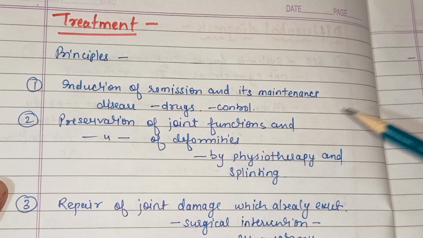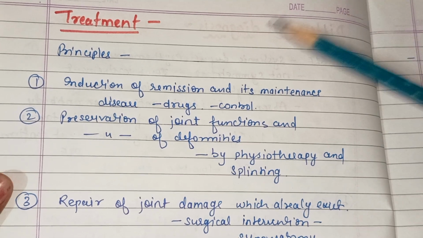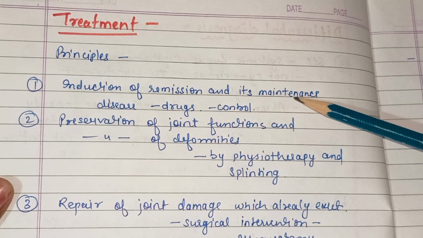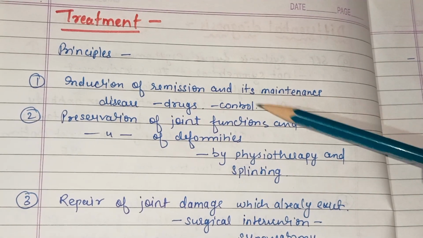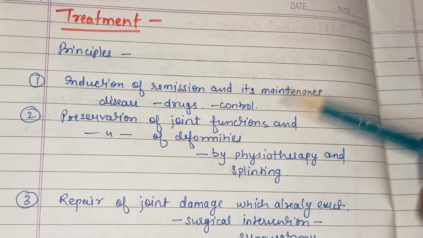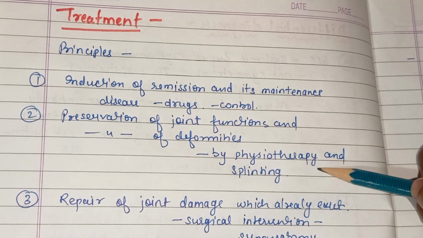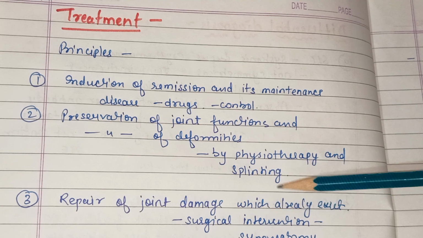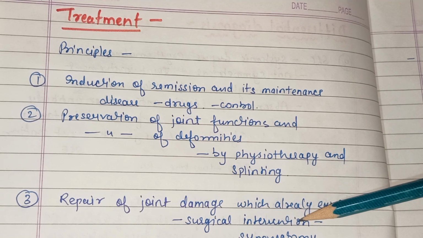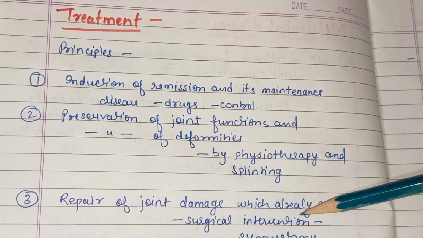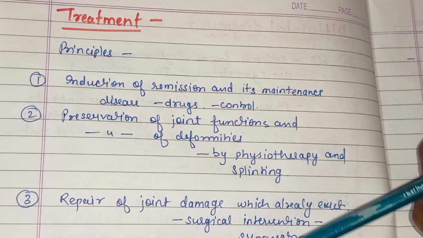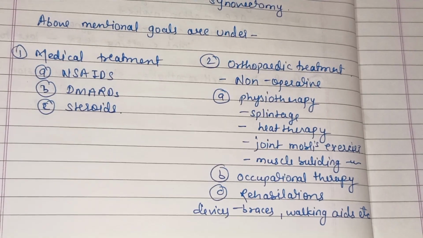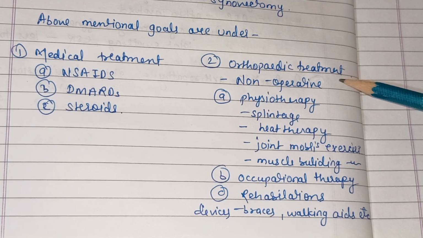Now how are we going to treat the patient of rheumatoid arthritis? Mainly there are three principal bases of the treatment. First, the induction of remission and its maintenance, where the disease is controlled by the drugs. Second, preservation of joint functions and prevention of deformities, which is done by physiotherapy and splinting management. Third, the repair of joint damage which already exists: surgical interventions, where if the damage is severe, synovectomy is done. The above goals are divided into two parts, that is medical treatment and orthopedic treatment.